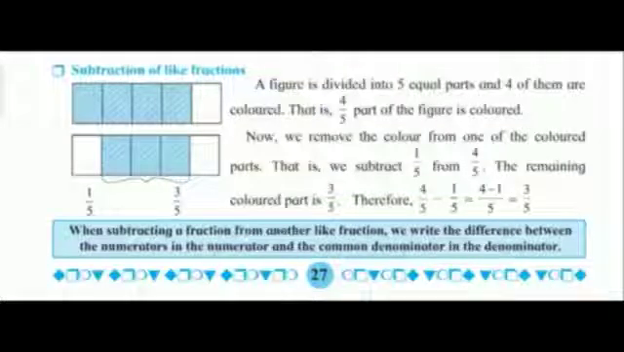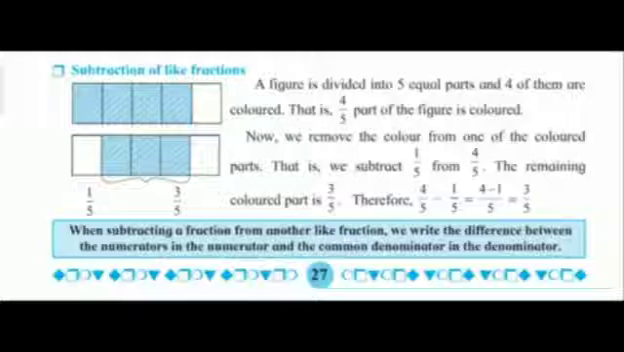Now students, we are going to learn the next part, that is subtraction of like fractions. We studied addition of like fractions. Now this is subtraction of like fractions. It is similar; wherever we were doing addition, in the same way you have to do the subtraction. Okay, now look at the figure.